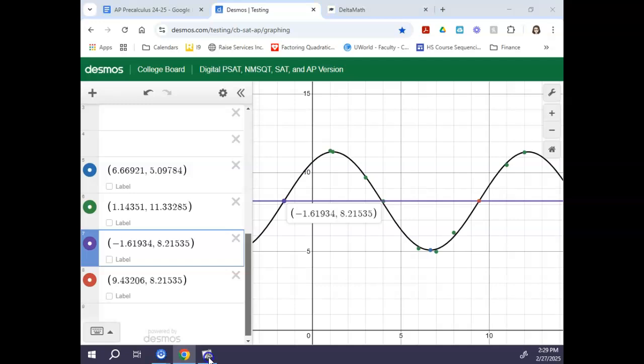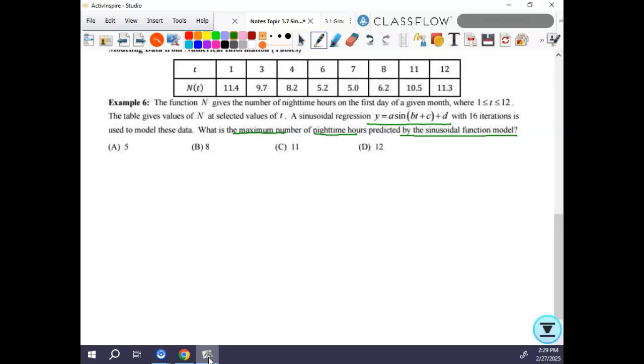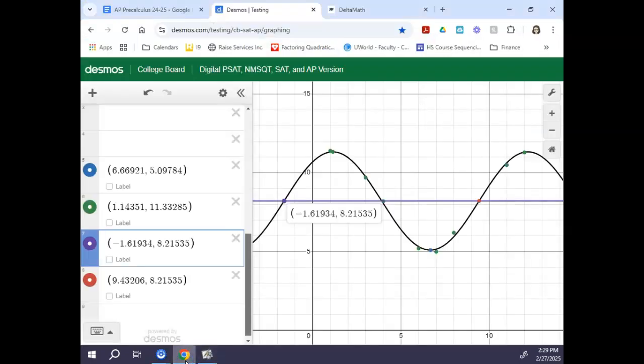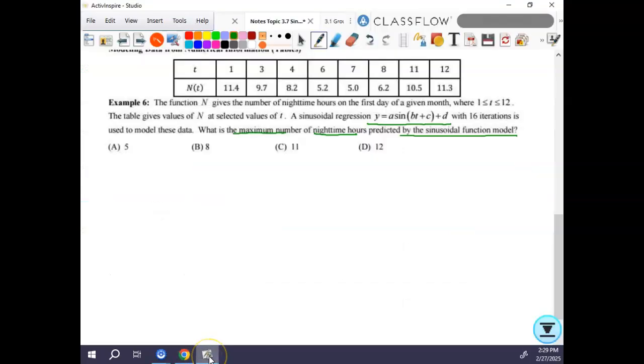So let's go back and look at this. And then I'll talk about the whole BC thing again. Well, let's go back over here. Actually, I need my answer. I put these, this was my minimum, this was my maximum. So my maximum is at 11.33, and this was asking for the maximum number of nighttime hours. I don't love this question because I feel like these answers should be in decimals because you're not getting an exact number, but our answer would be 11.